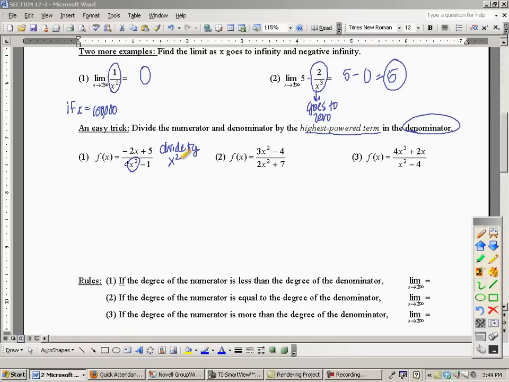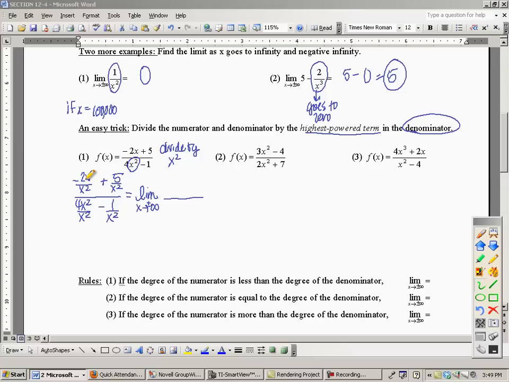Okay, so as we go through, we've got negative 2x over x squared plus 5 over x squared, over 4x squared over x squared minus 1 over x squared. Now I'm going to simplify this, and what I'm going to do is take the limit as x approaches infinity. Positive or negative, it won't matter in which direction. Okay, so take a look.